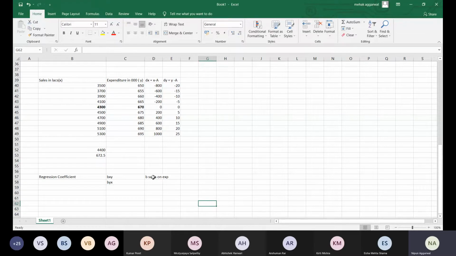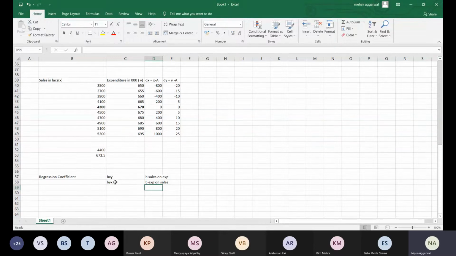So sales is my dependent variable and expenditure is my independent variable. Similarly, if we want to find how the expenditure is dependent on sales, then we have to calculate b expenditure on sales. So there will be two different lines, and two different coefficients, BXY and BYX.